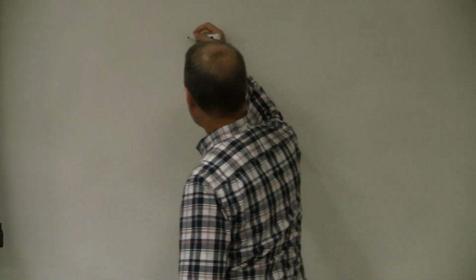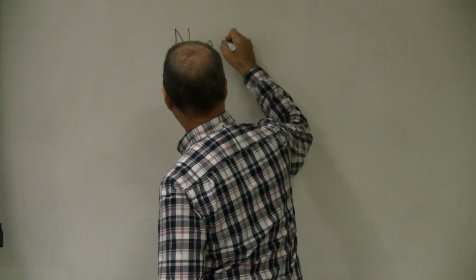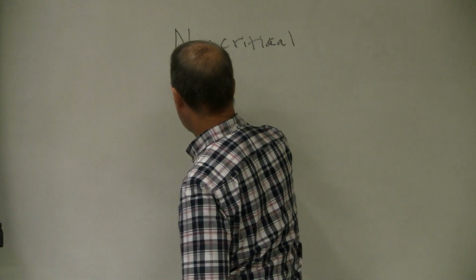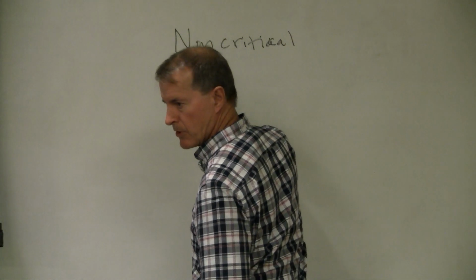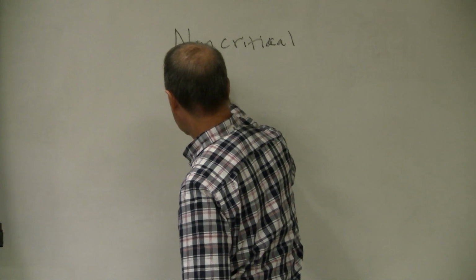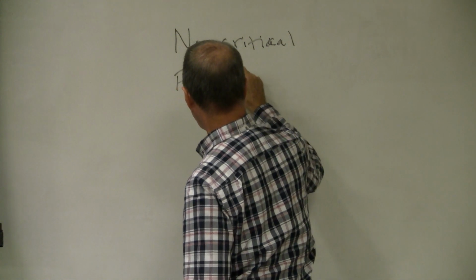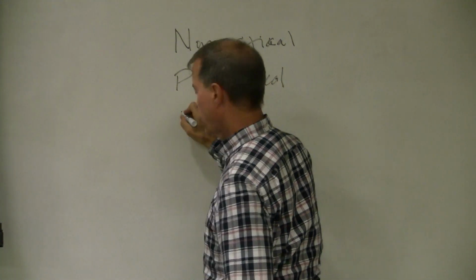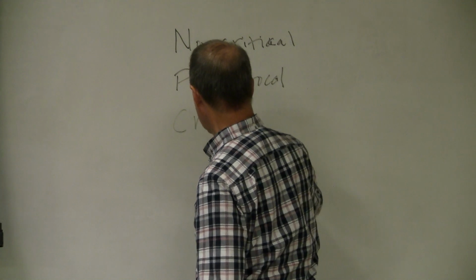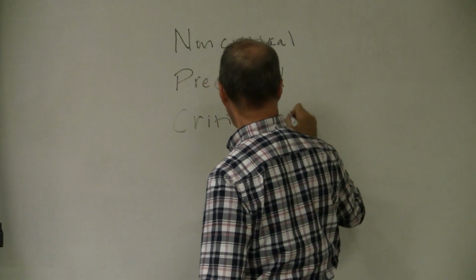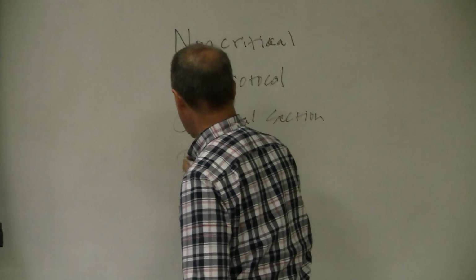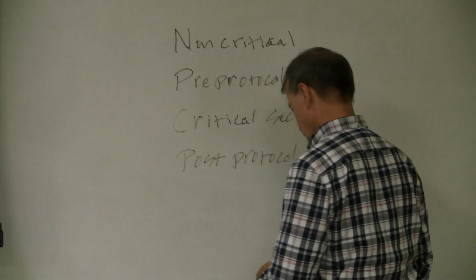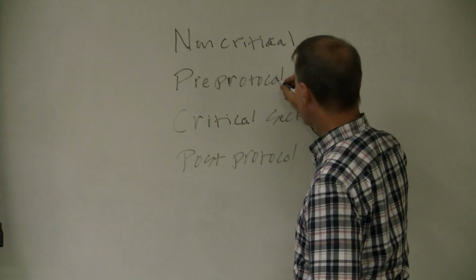So remember, there are 4 sections here. We have non-critical, we have, what was this one, the pre-protocol? Remember, the code, I'm talking about the code. Pre-protocol, and then this one was the critical section, right? And then we have the post-protocol. Is protocol C-A-L or C-O-L?